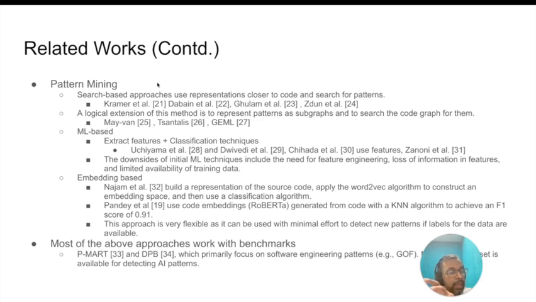Those machine learning based approaches evolved into using embeddings. With embeddings, you don't have to do feature engineering anymore. The embedding is a numerical representation of the code. For example, Pandey et al., which we will talk about later, is a very recent approach which did very well detecting patterns. And there are several benchmarks for pattern identification, PPAR, DPP, etc. But they mainly focus on design patterns, software engineering patterns, rather than detecting AI patterns.